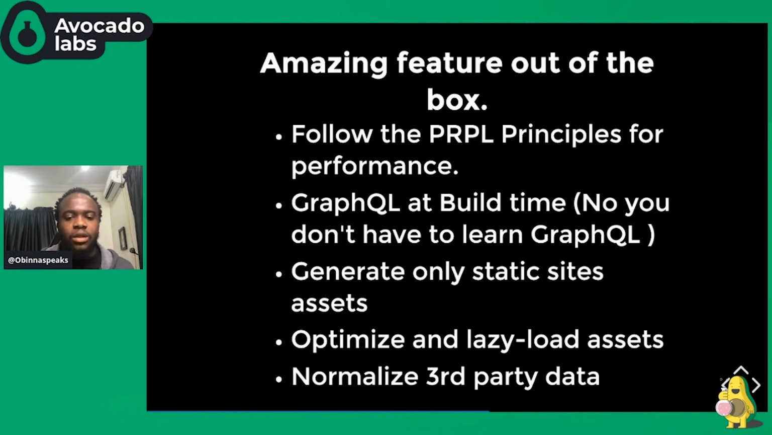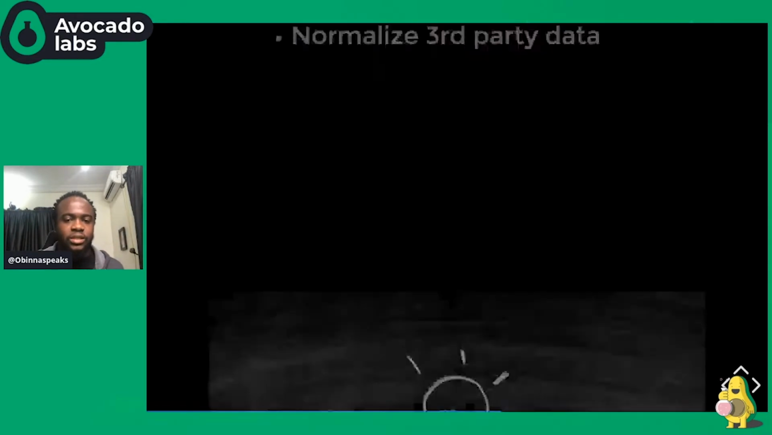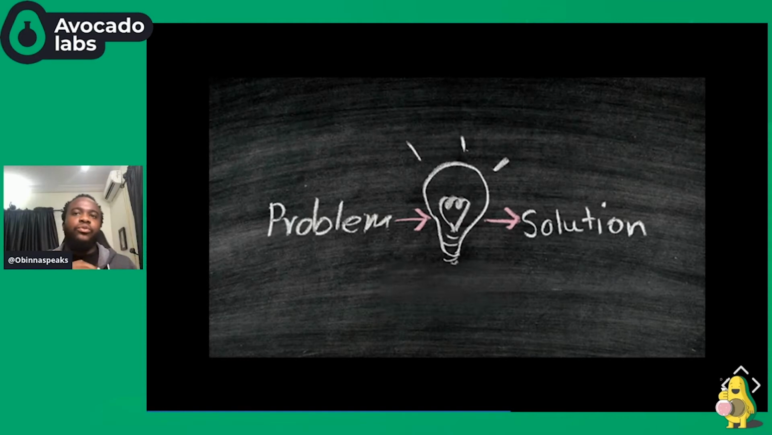Gatsby also generates only static site assets. So all those dynamic things stay until they're ready to use, and then optimized lazy loading, normalize third-party data. So if you look in depth, you would see that Gatsby comes as a solution to a problem by offering beginners a kind of boilerplate to solve the problem of, oh, it's overwhelming getting started. How do I do this?